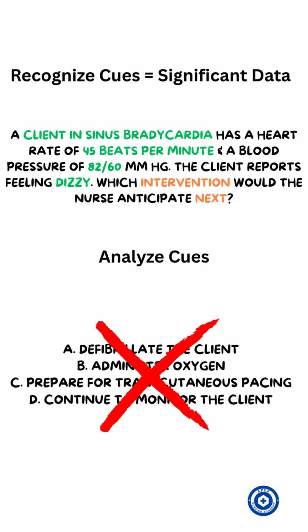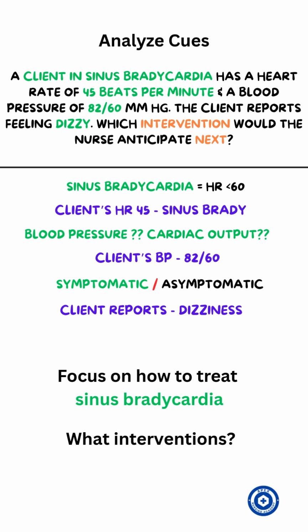So you really have to be careful about just going down and picking the answer that just stands out to you. You want to go and read your question. Use your cognitive skills, which are recognizing cues, analyzing cues, and prioritizing hypotheses. I talk about it all the time. So you want to do those things. Now, picking up on your cues: client is in sinus bradycardia, 45 beats per minute. Look at that blood pressure, 82 over 60. And the client reports feeling dizzy. That is a significant cue. It's asking you about interventions to do next.